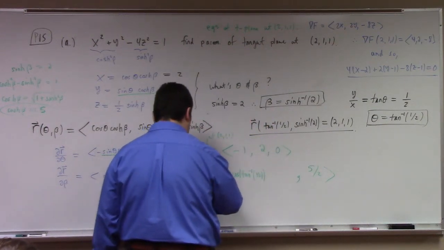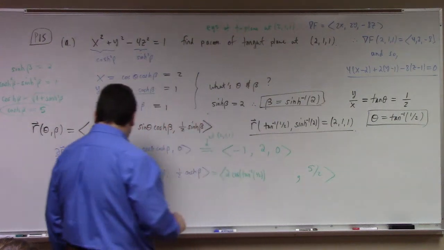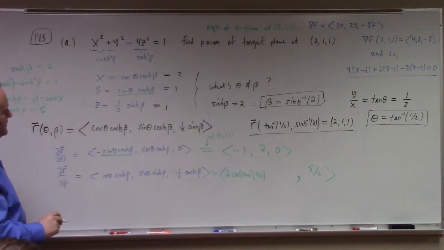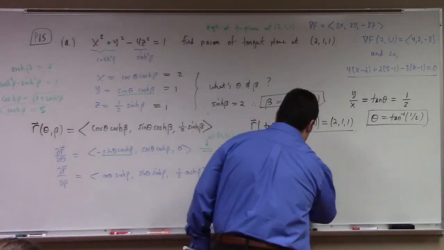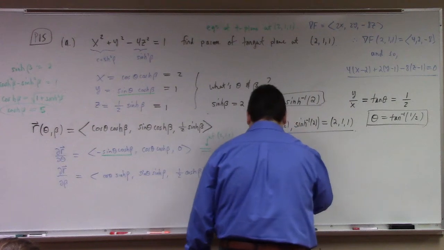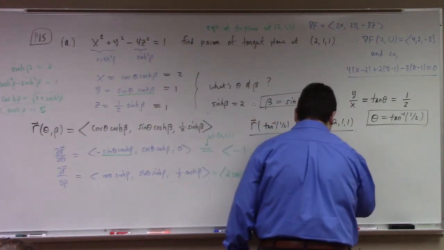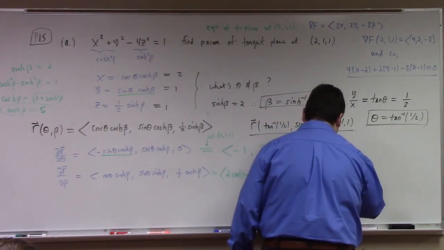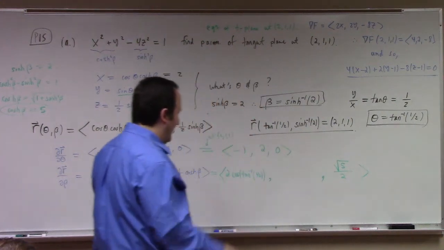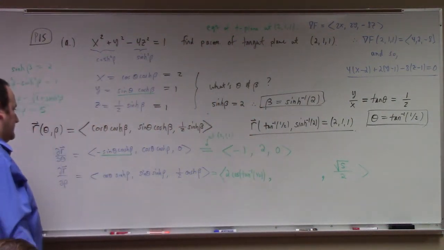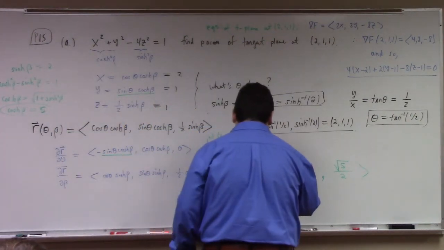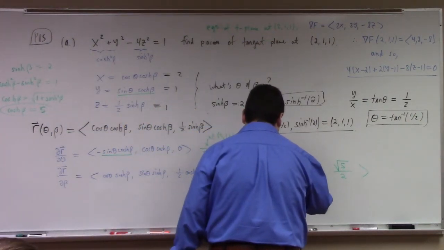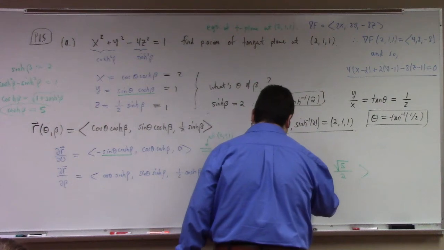Since sinh beta is 2, square root of 5. Thank you. Point taken. Square root of 5 over 2. And then so this is going to be 2 times the sine of inverse tangent of 1/2.